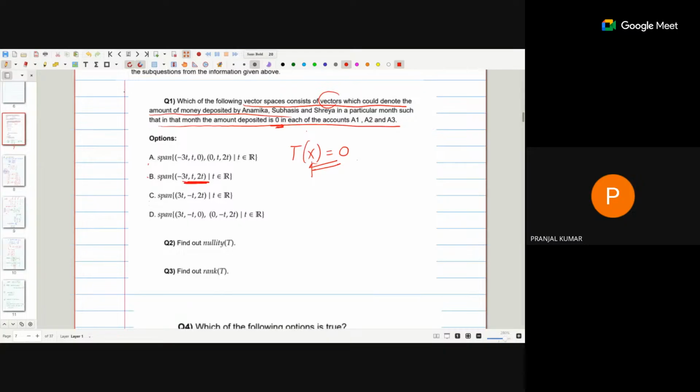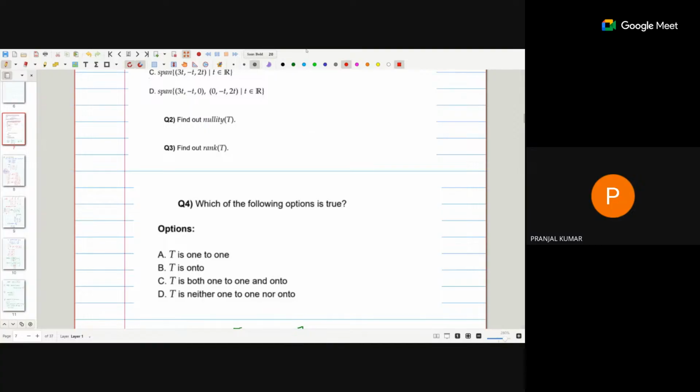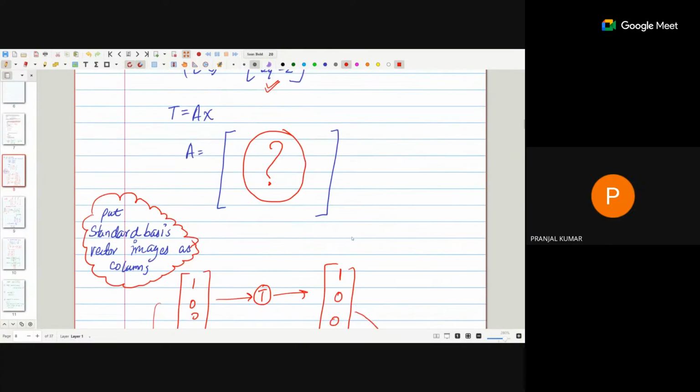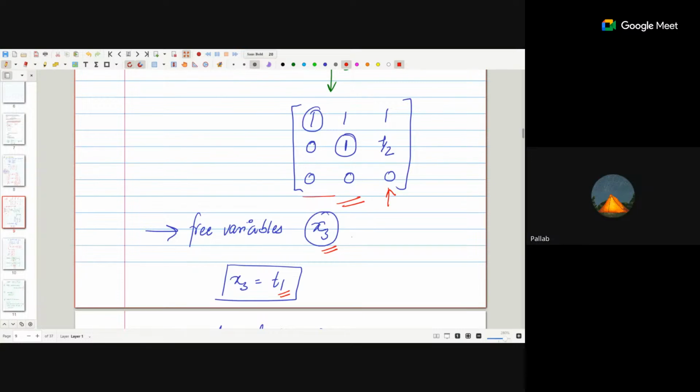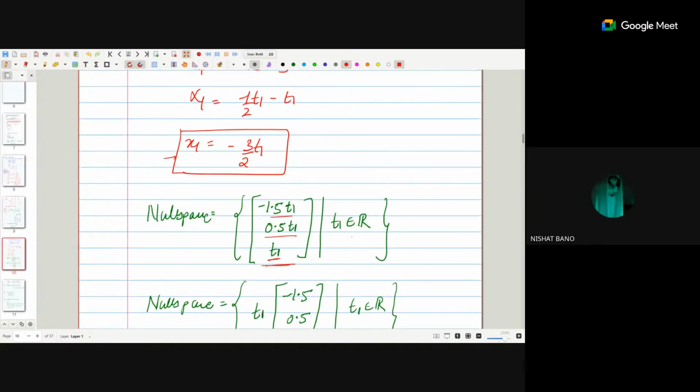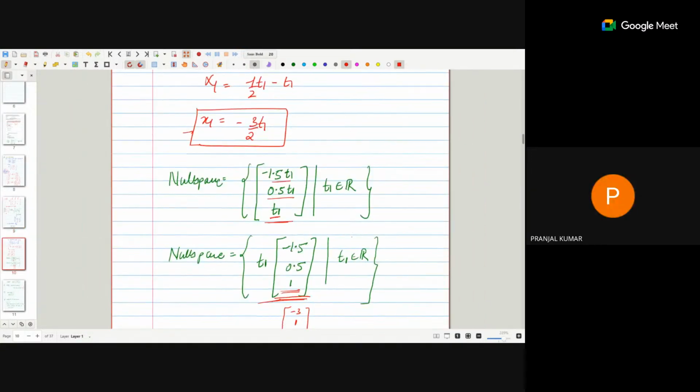Is this clear? Is this your null space? Yes, sir. Okay, so this is your null space. Now what is the nullity? Again, go back to the row echelon form. Nullity is 1.